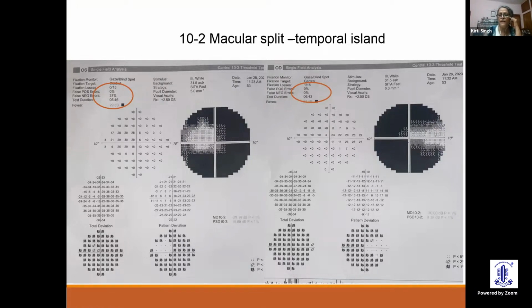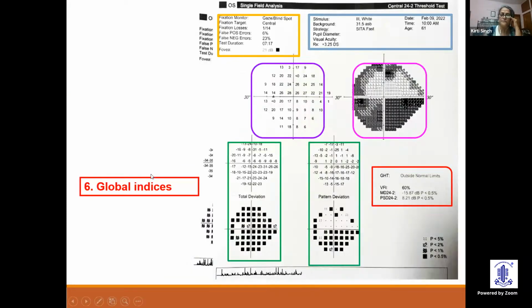Again, a very common field given to you is the 10-2 macular split, a classical temporal island. Last, we come to the global indices.